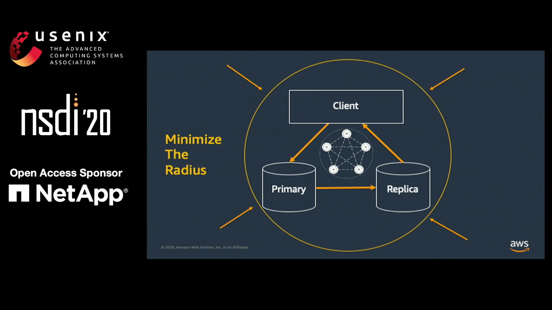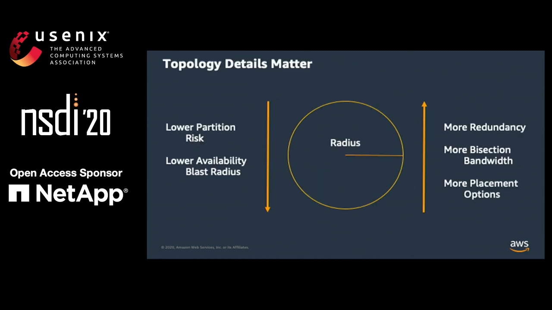But it's actually not only about minimizing, right? If I wanted to only minimize the radius, I would put them all on the same machine and be done. But I don't want to do that because that's going to cost me a lot of availability and a lot of durability and so on. So there's actually a really interesting trade-off here.